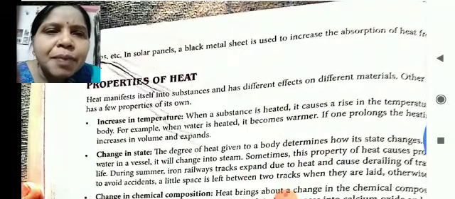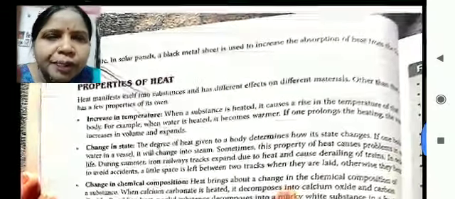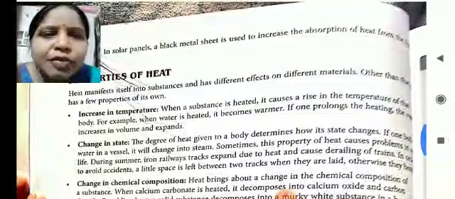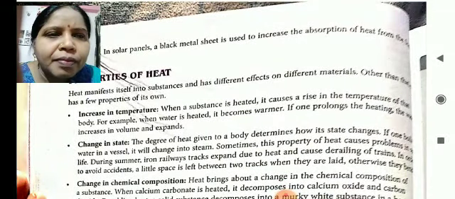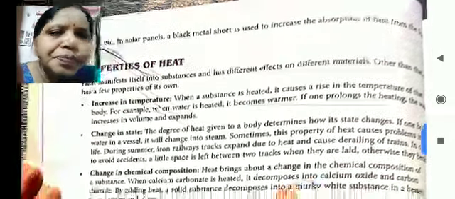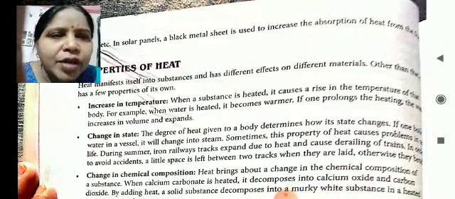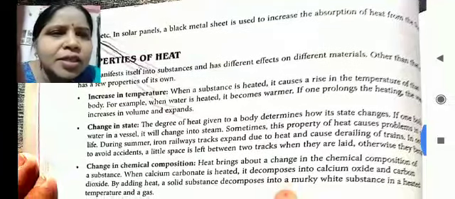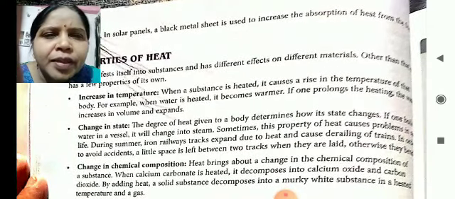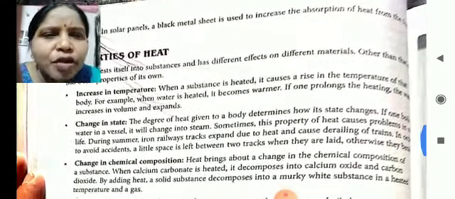Then some properties of heat. Four properties are there. First is increase in temperature. When a substance is heated, it causes a rise in the temperature of the body. For example, when water is heated, it becomes warm. If one prolongs the heating, then it increases in volume and expands.